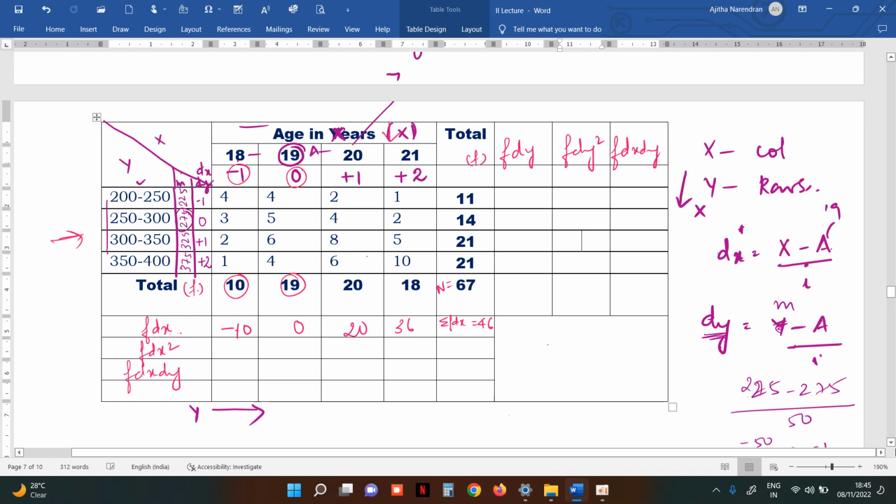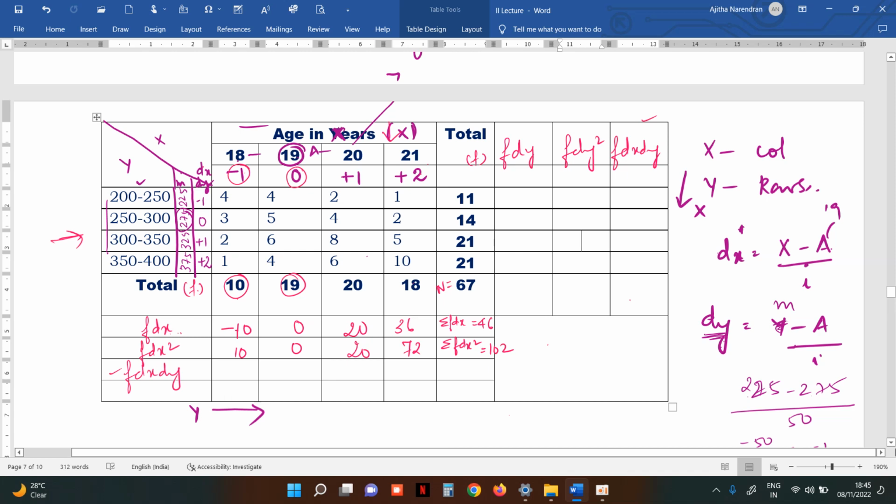Okay. Now dx square. Now this f dx you have to double it. Minus 1 into minus 1 is 1. 1 into 10 is 10. Write down here. This will be 0, no doubt. 1 into 20 is 20. Here 2 into 2 is 4, 4 18s are 72. So here you are going to write f dx square, which is equal to 102. Okay, this we will do at last. These two figures' totals will be the same. Next one is f dy.